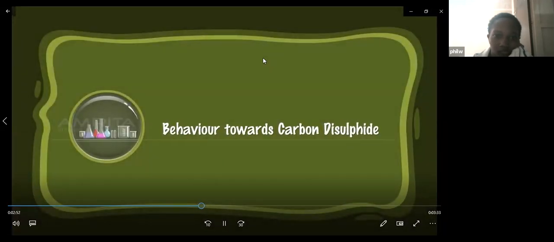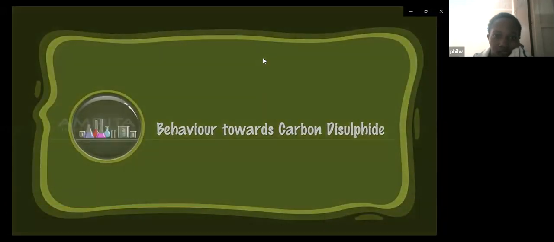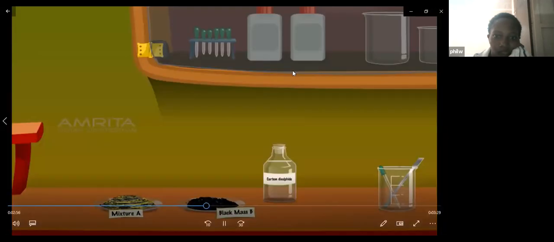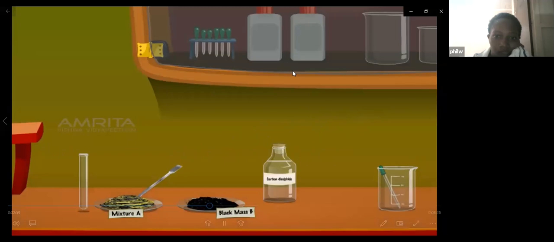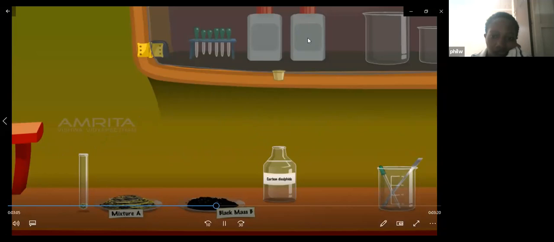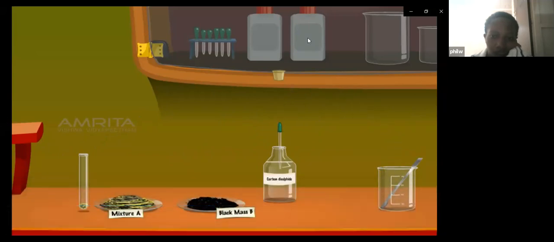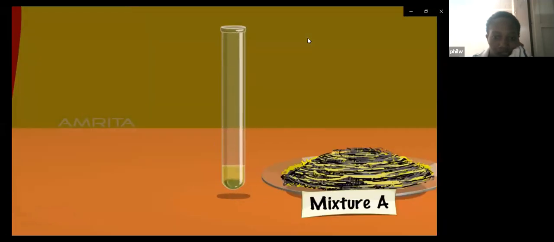Behavior towards carbon disulphide. Take a clean test tube and put a pinch of mixture A into it. Add a few drops of carbon disulphide into the test tube. Shake the test tube well. Sulfur first dissolves, reappears after some time. When in the form of a mixture, sulfur retains its property.